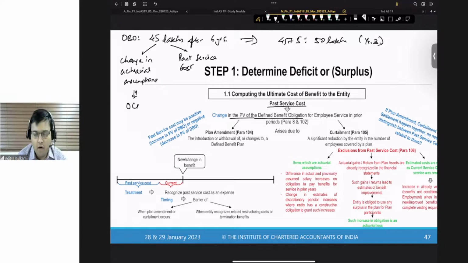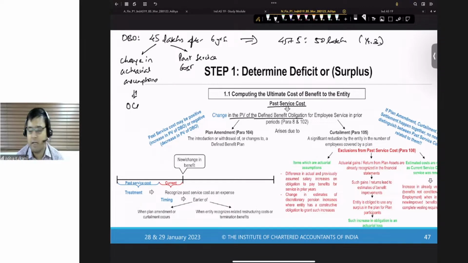Yes. So now what happens is you are increasing the obligation in year 3. So now tell me, have you amended the plan? Yes, you have amended the plan. Is this in the nature of an assumption? The answer is no, it's not in the nature of an assumption. If it is not in the nature of an assumption, what you will have to do is record the change in the benefit. The change which is on account of a manual intervention, which is on account of a decision.